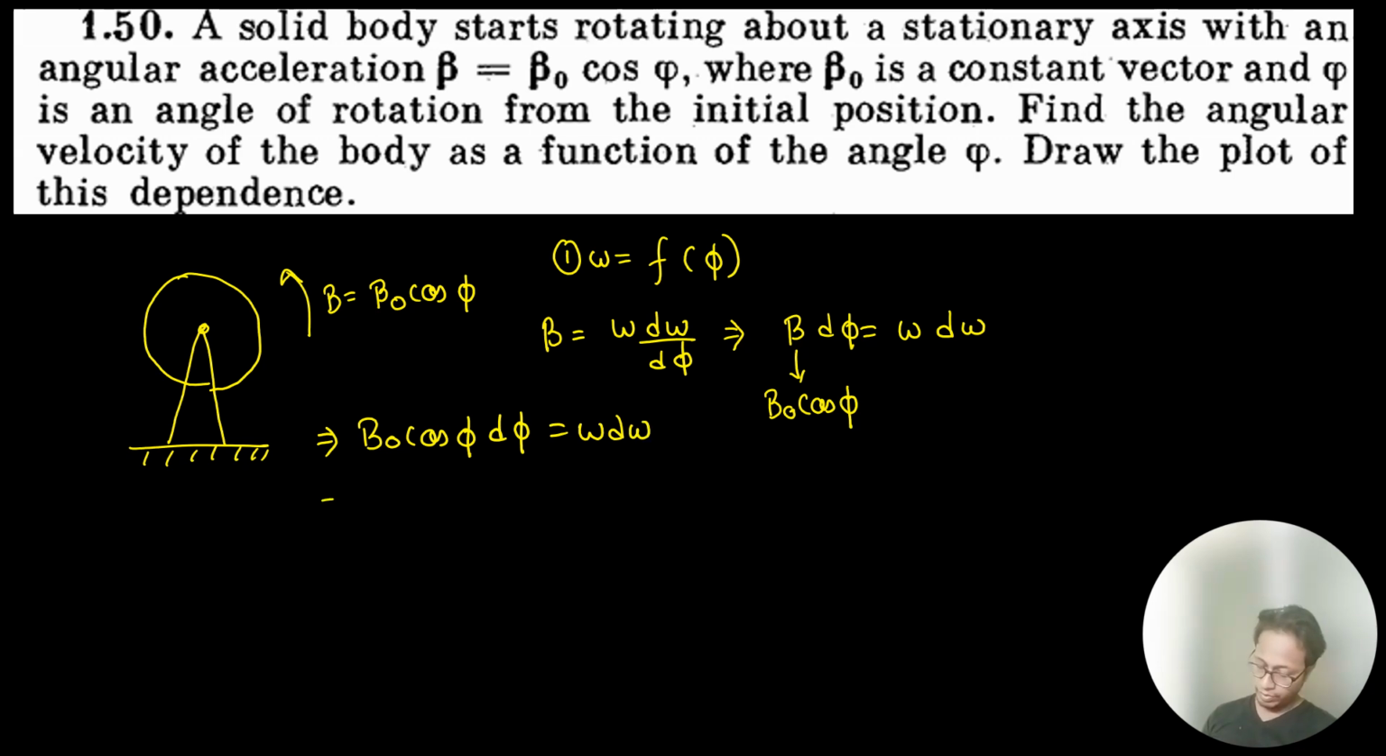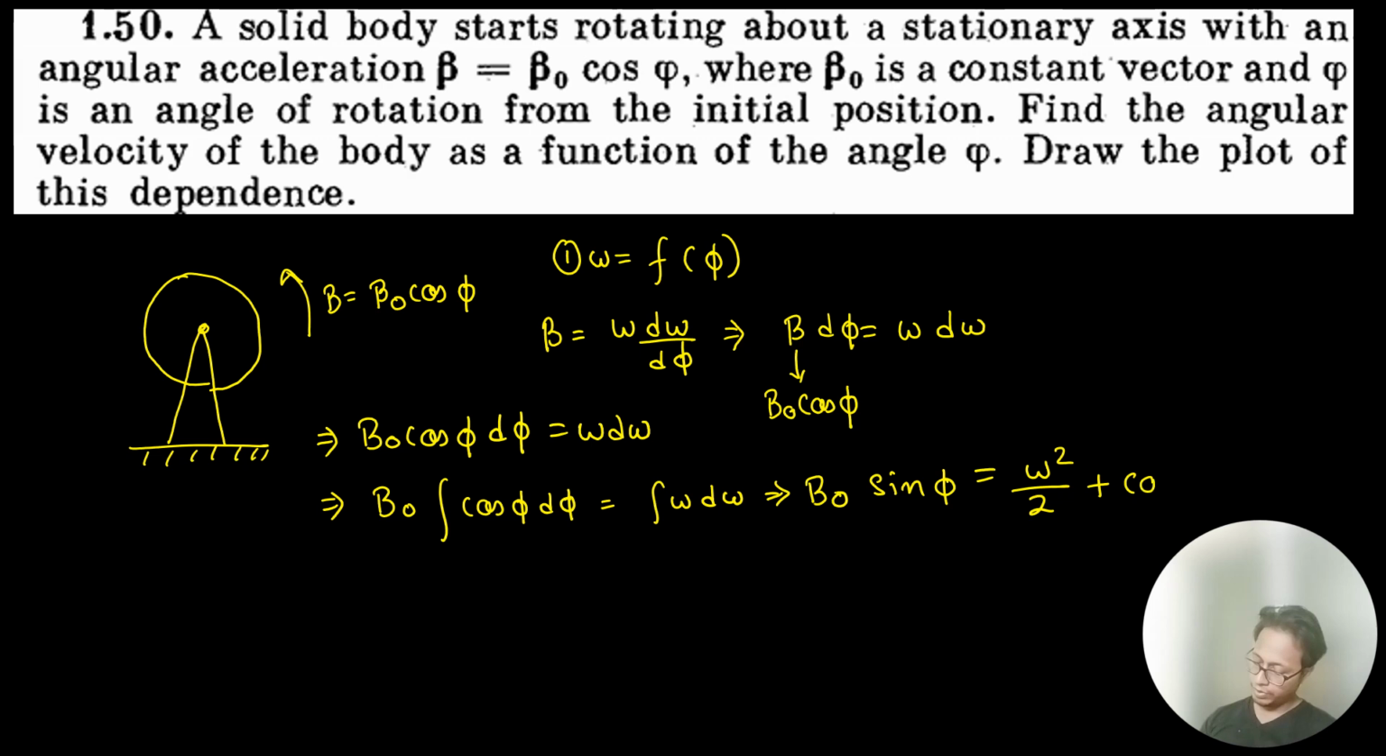Beta naught is a constant, no? So beta naught into the integration of cos phi d phi is equal to the integration of omega d omega. The integration of cos phi is nothing but sin phi. Since I primarily solve all my questions with indefinite integrals, I'll do the same here: beta naught sin phi equals omega square by 2 plus some constant.